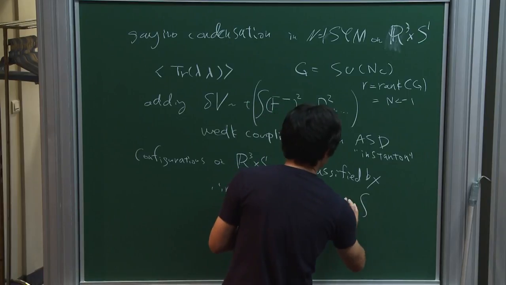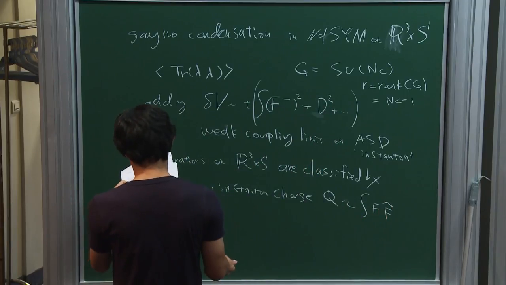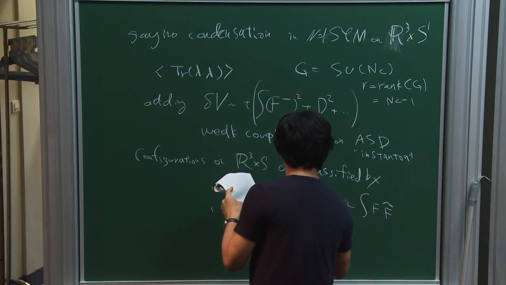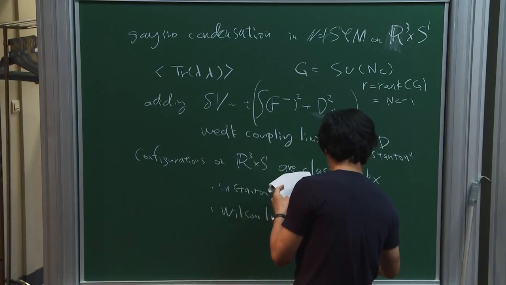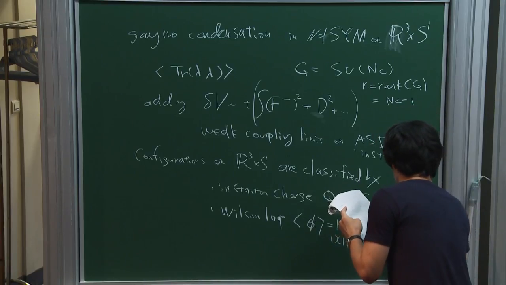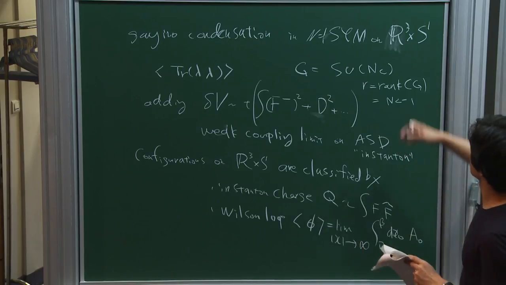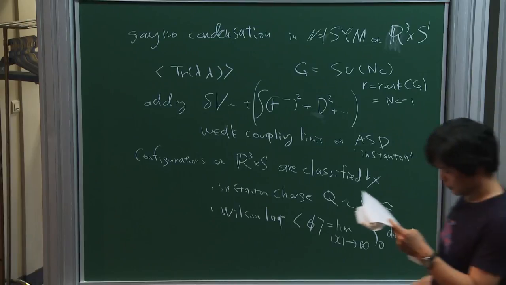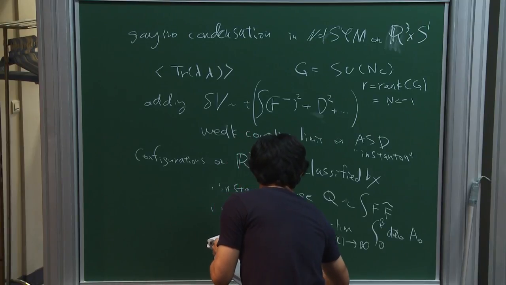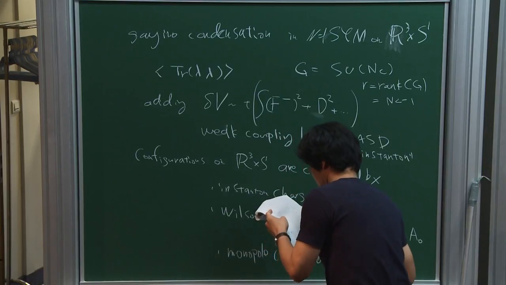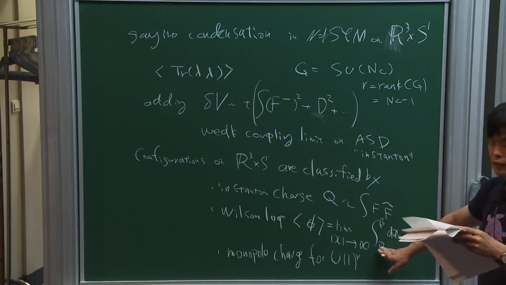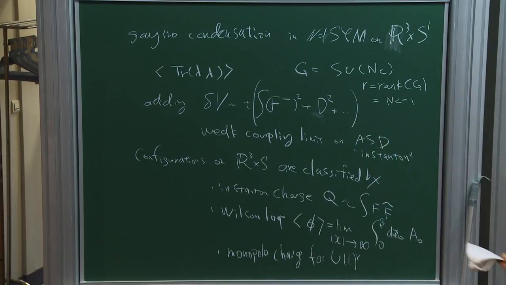So this is, of course, and Wilson loop on this S1 direction, we call it the A0 direction. And finally, there's a monopole charge, U(1)^r. So this U(1)^r is because of this Wilson loop. This breaks the gauge symmetry G to U(1)^r. Okay.